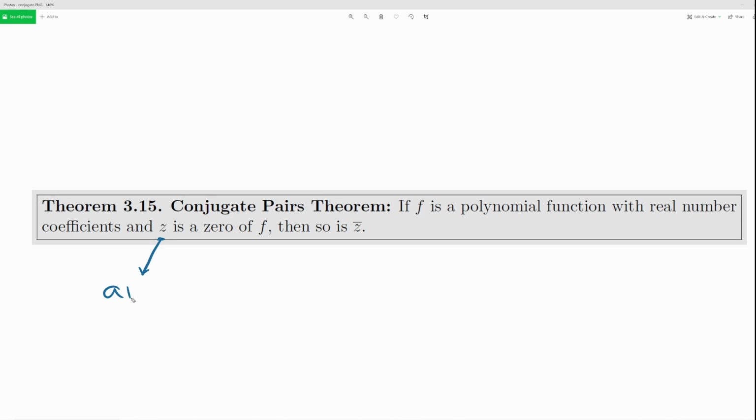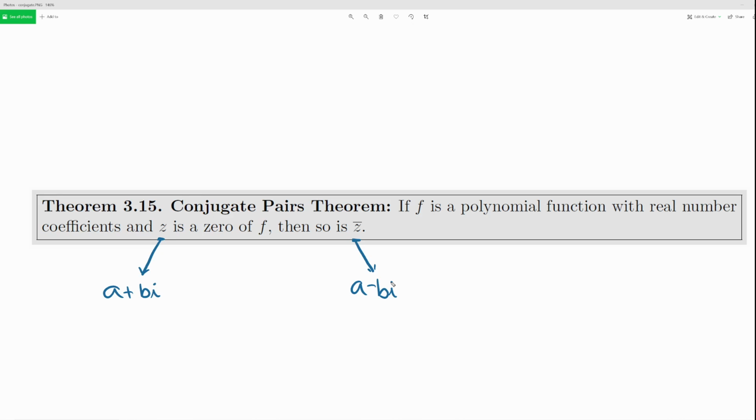So if a plus bi is a 0, so if you plug in a plus bi to your function and you get 0. Well, this theorem says that z bar, which is shorthand for the conjugate of z, so that is a minus bi, is also a 0. So that's all that says.